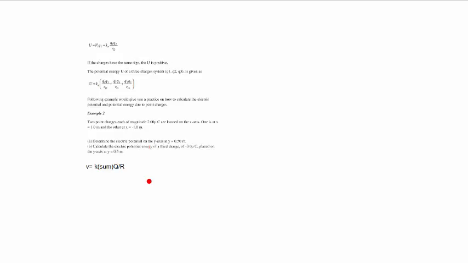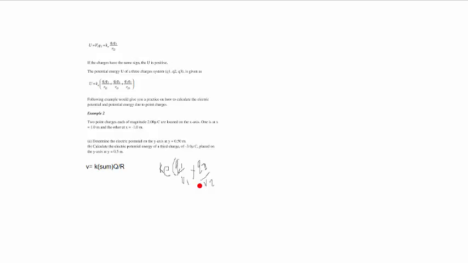Okay, so this is what I mean. So it will be something like this. So we will have K_e into Q1 over R1 plus Q2 over R2.